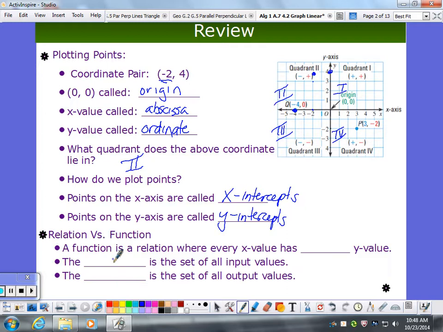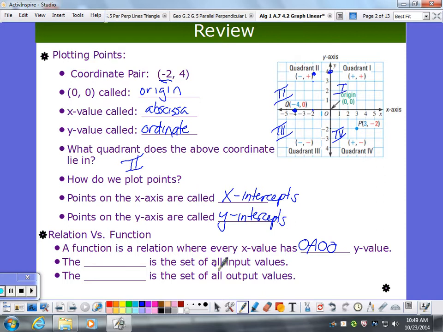So, relations versus functions. A function is a relation where every x value has one and only one y value. One and only one. Remember, one and only one.